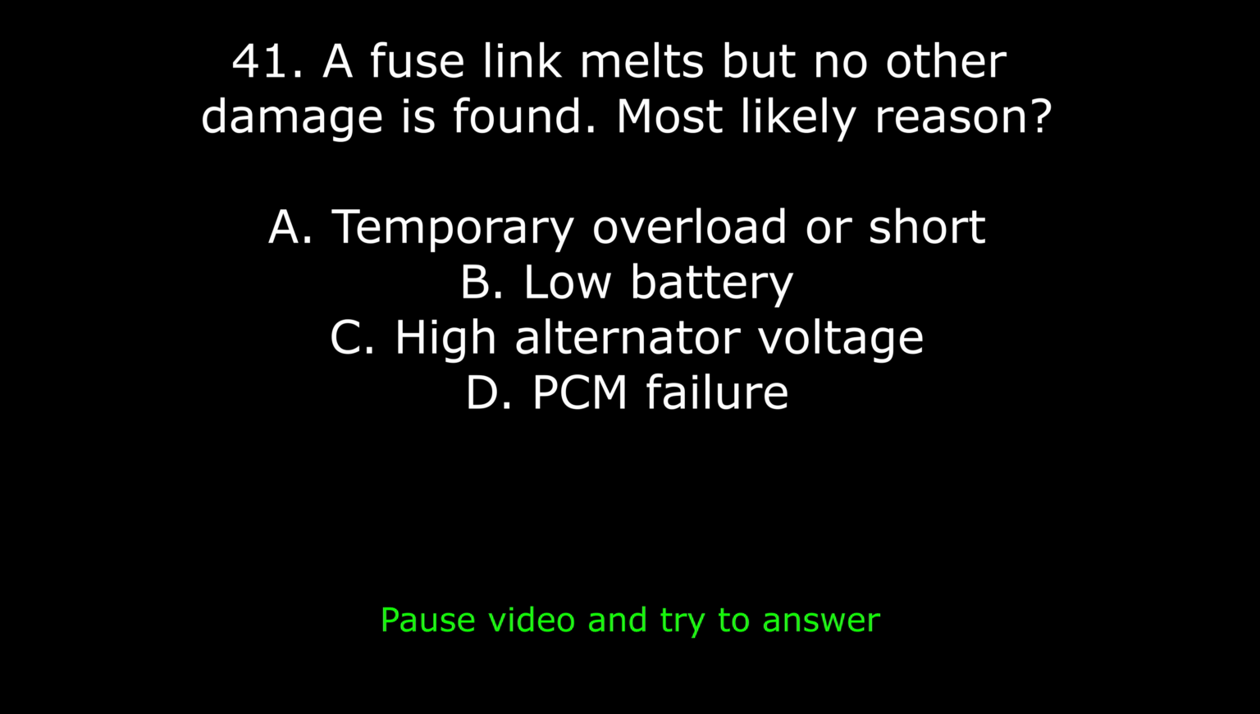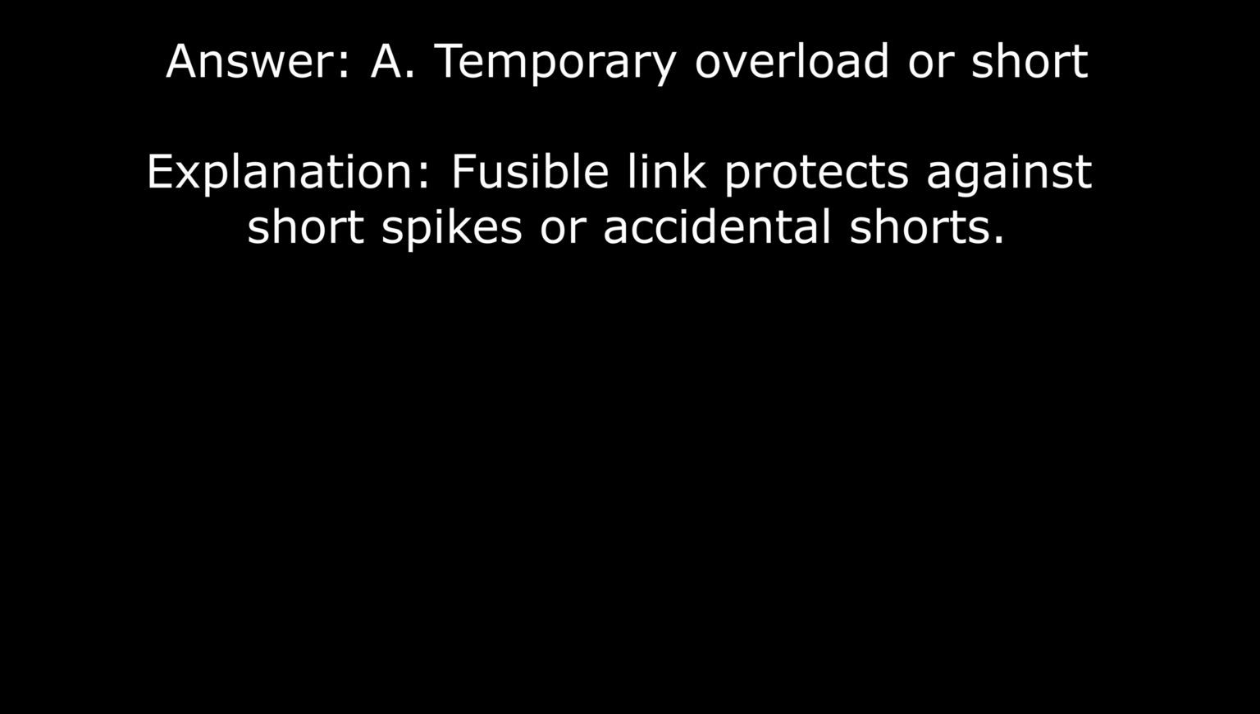41. A fuse link melts, but no other damage is found. Most likely reason: A. Temporary overload or short. B. Low battery. C. High alternator voltage. D. PCM failure. Answer A. Temporary overload or short. Explanation: fusible link protects against short spikes or accidental shorts.